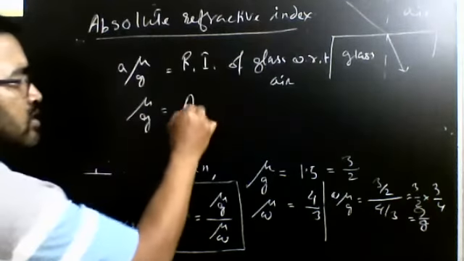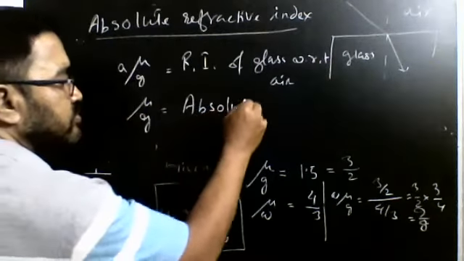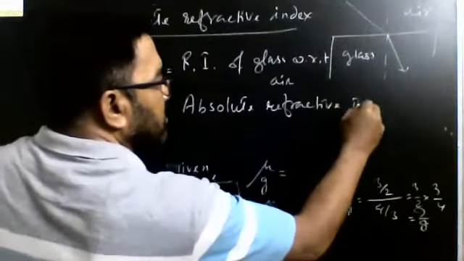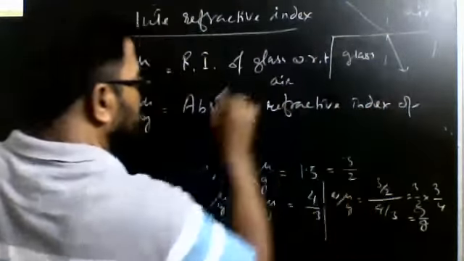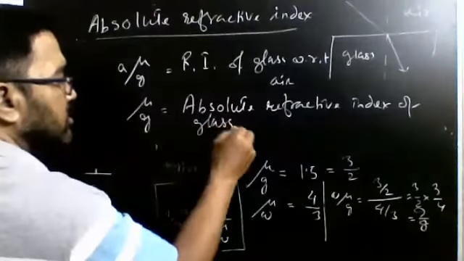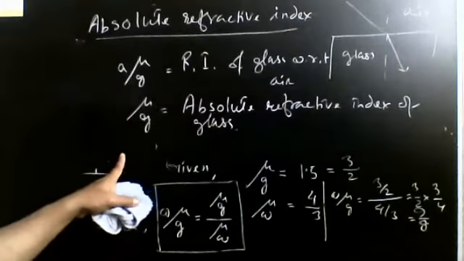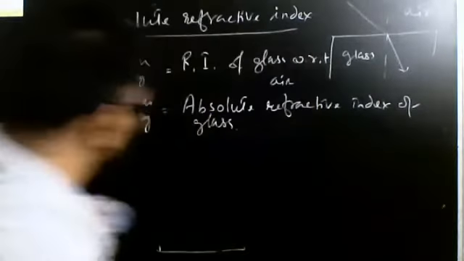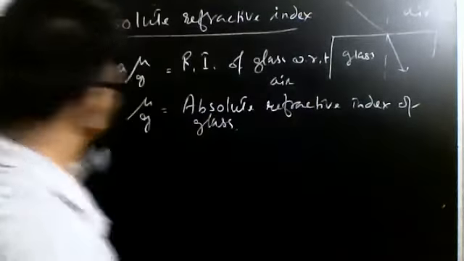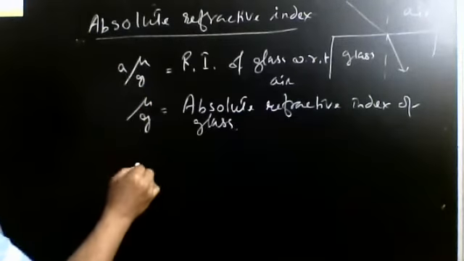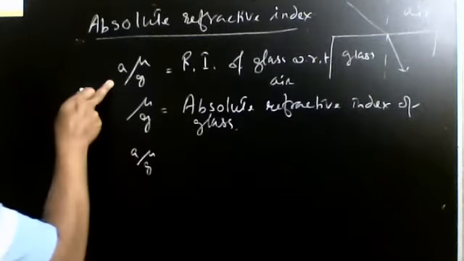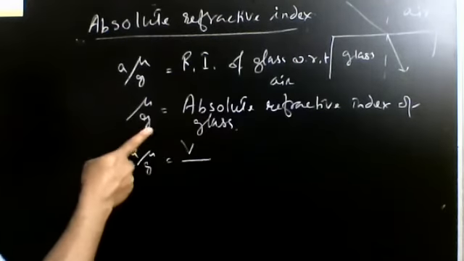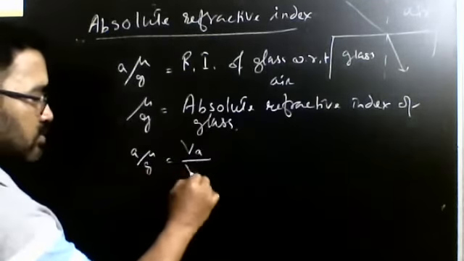So this is the absolute refractive index of glass, right? This is the absolute refractive index of glass. Another definition: if you want to express this refractive index in terms of velocity, v a and v g.